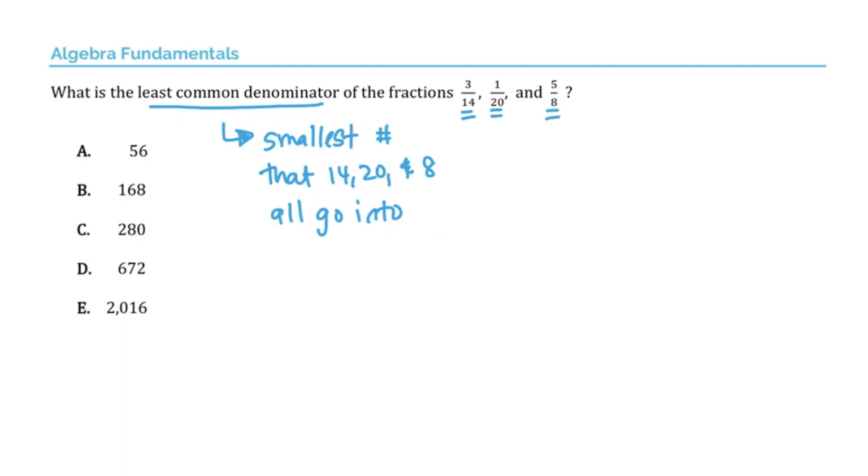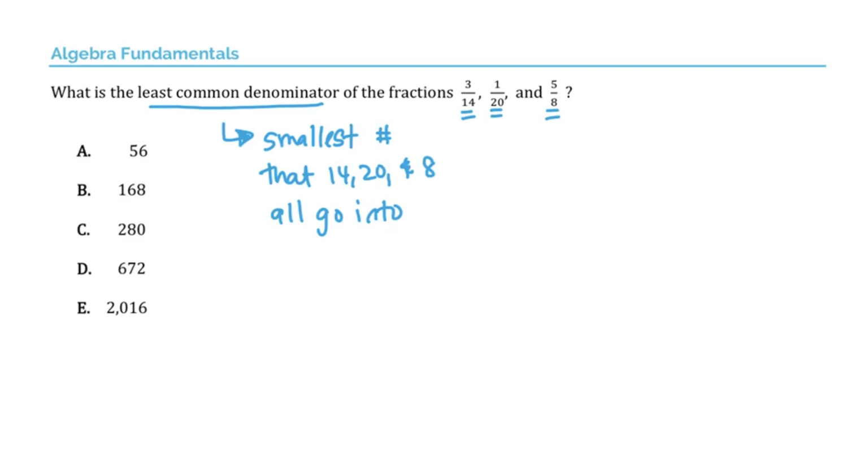So one approach to solve a question like this is to go straight to the answer choices and see, can you do 56 divided by 14 evenly? Can you do 56 divided by 20 and 56 divided by 8? We've checked our first option of A. If it doesn't work, you could then try B. Can you do 168 divided by 14, 168 divided by 20, etc.? And you could just keep going until you find the smallest number that they all go into.